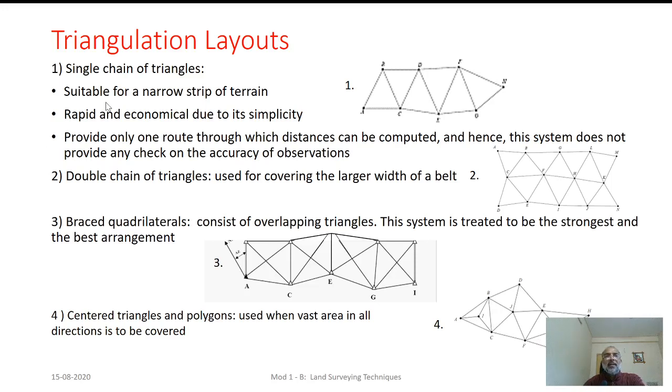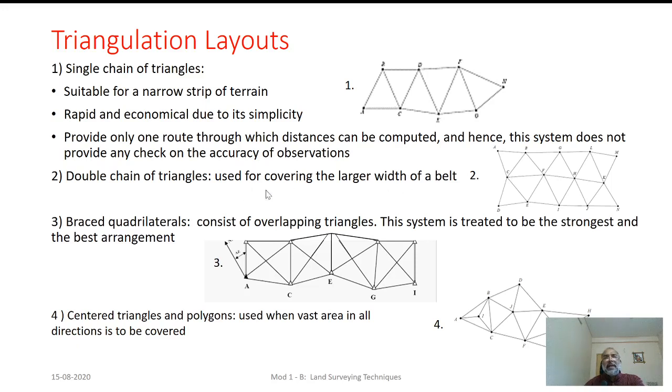So here first, that is a single chain of triangles, is suitable for a narrow strip of terrain. It is economical due to its simplicity. It is feasible for rapid works, but here the thing is, we can make use of just one route and multiple checks are not possible, which is nothing but the limitation of this particular work.